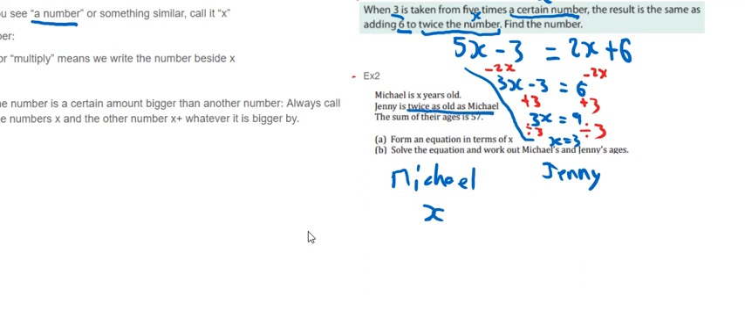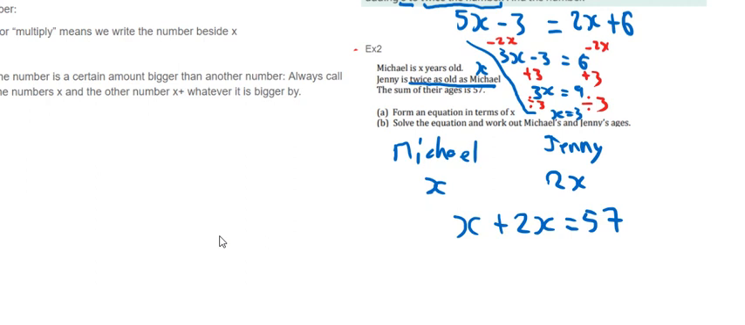Okay, so twice as old as Michael, and we know that Michael is x years old. So twice x would be 2x. So 2 times x. So that's what you have to be able to identify here. Remember, twice something is the same as multiplying it. So the sum of their ages is 57. So what they're telling us is that the x and the 2x added together would be 57. And that's our equation this time: x plus 2x equals 57. So that's part A done, that's the equation formed.